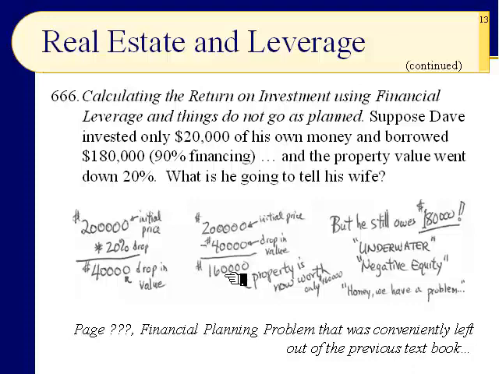The drop is $200,000 times 20% drop, which means the property has lost $40,000. The property is now only worth $160,000, but he still owes $180,000. He is underwater. He has negative equity. And so now, if he tries to sell the property for $160,000, the bank's going to say, we want $180,000. So what does he do? The first thing he does is go up to his wife and say, honey, we have a problem.